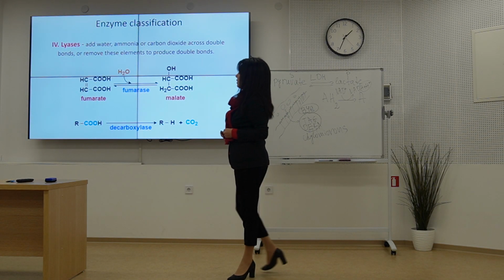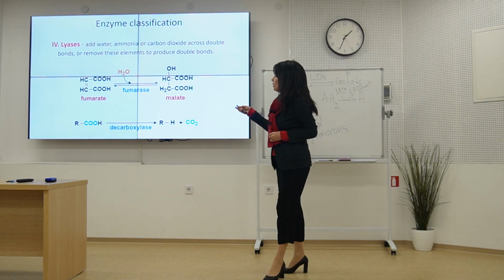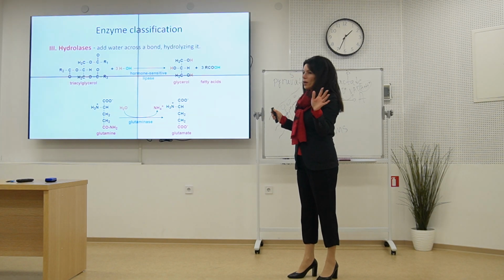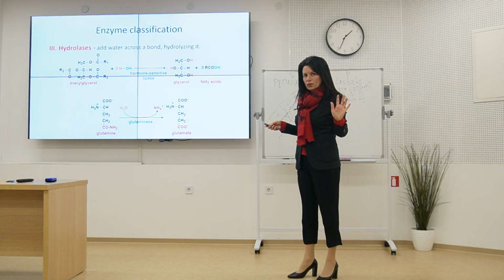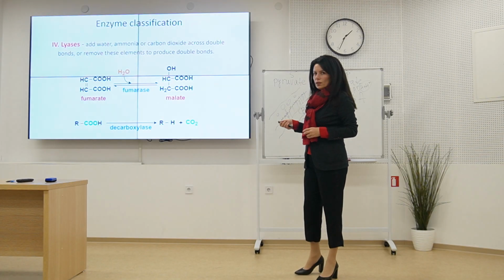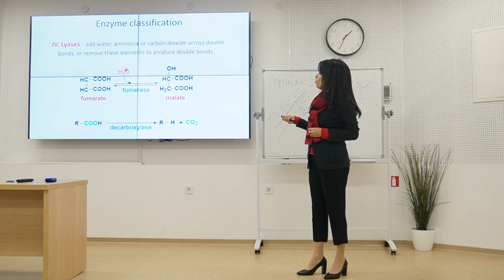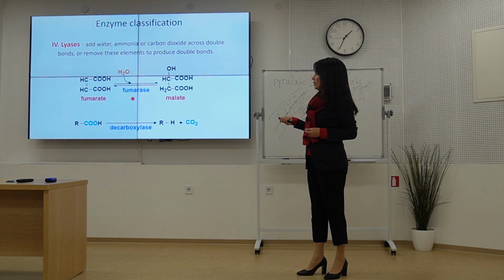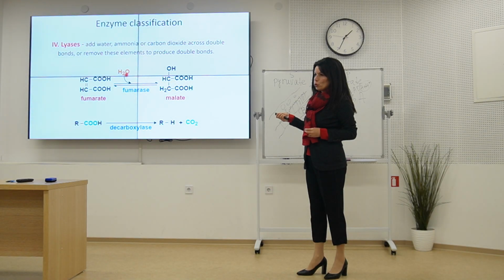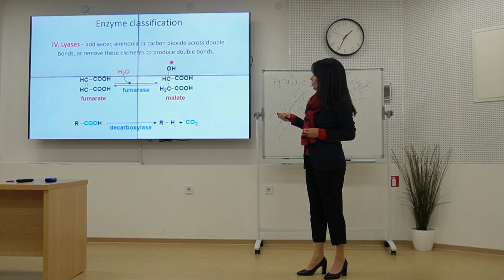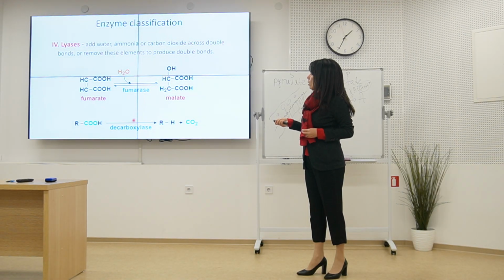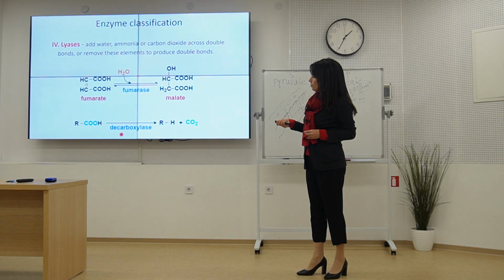Number 4 reactions, lyases. Can you see the difference between this water and this water? This water is used to hydrolyze the bond. This is the role. But this water here is used as a substrate, because this water is involved in the substrate. Substrate, fumarate. Product, malate. Enzyme, fumarase. One more substrate. The substrate is here. This is the hydroxyl group from water, and this is the hydrogen atom, which comes from the water too. One more example are decarboxylases.